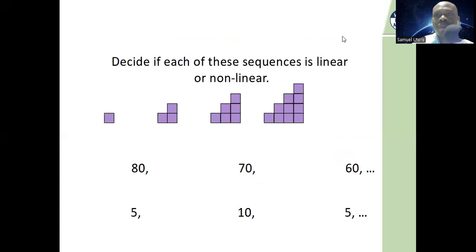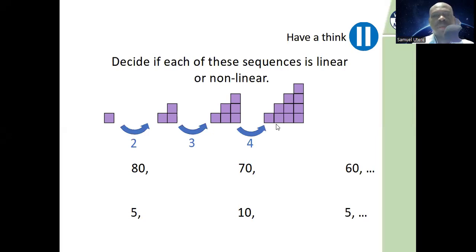Okay, let's check these. If we're asked to decide if each of these sequences is linear or non-linear, we have to do the same. So for this one, you see we have 1 square, this one will have 3 squares, and so on and so forth. So if we write the numbers under, okay, you see that the number by which it is changing from one term of the sequence to the next term of this sequence is not constant, it's not the same. So this sequence is not linear.